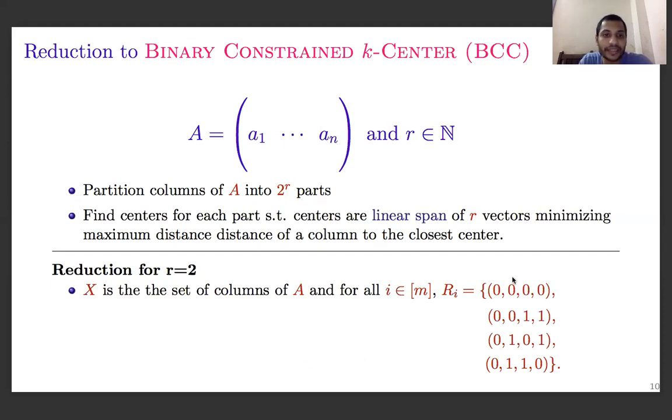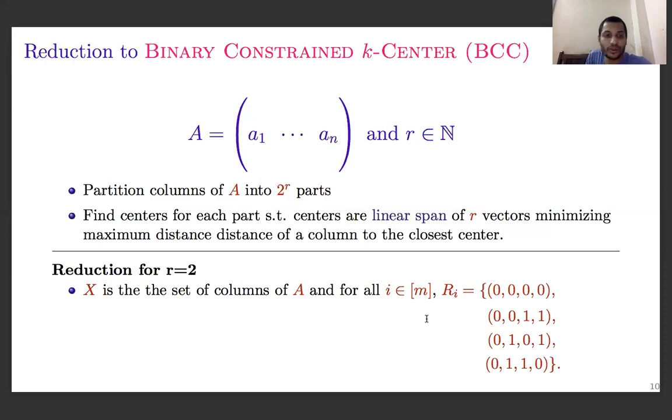So how does the reduction work for R equal to 2? I just take X to be the set of columns of A, and for any i in m, Ri is the following set of 2 to the R, which is equal to 4, tuples. Here k equals 2 to the R. And the tuples are 0,0,0,0; 0,0,1,1; 0,1,0,1; 0,1,1,0. If I look at the last entry here, that is a GF2 sum of the first and second.